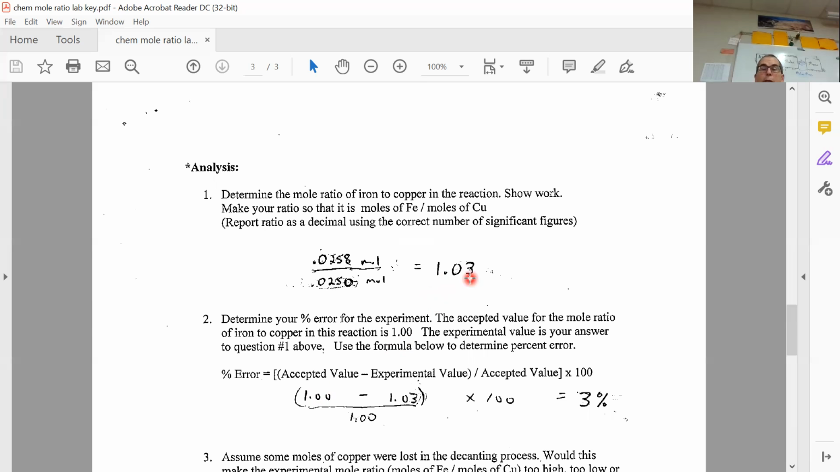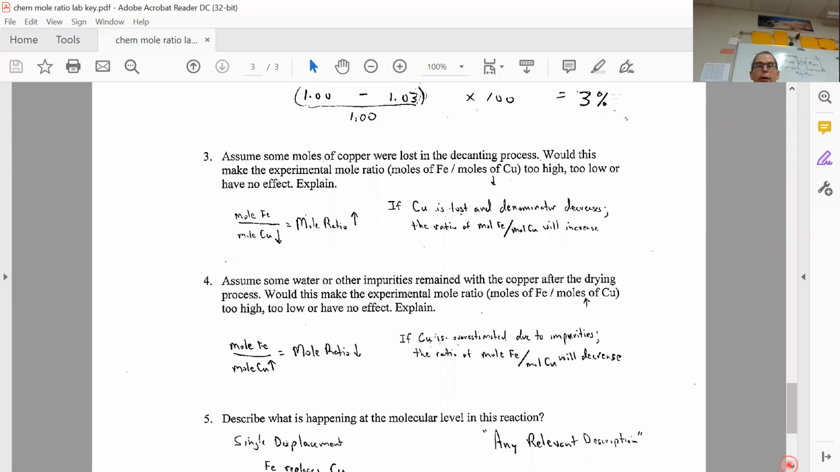How do we figure out percent error? You take the accepted value, which is 1.00, minus the experimental value, which is 1.03, divide by the accepted value of 1, times it by 100. Technically, I get -3%. Sometimes we'll just ignore that negative sign, meaning the experimental value is higher than the accepted value. If you keep the negative sign in, that's fine.